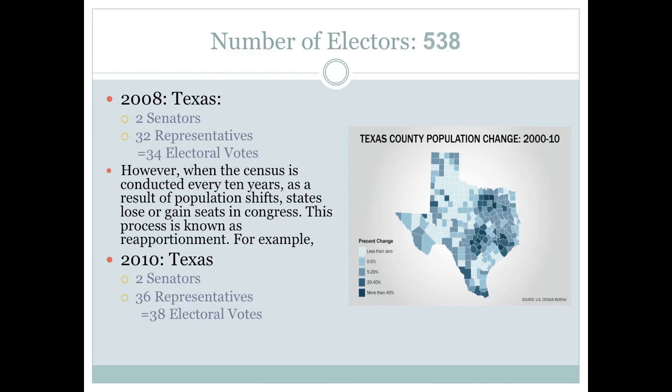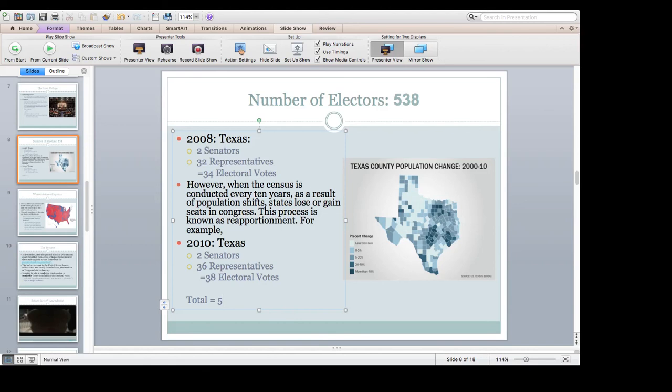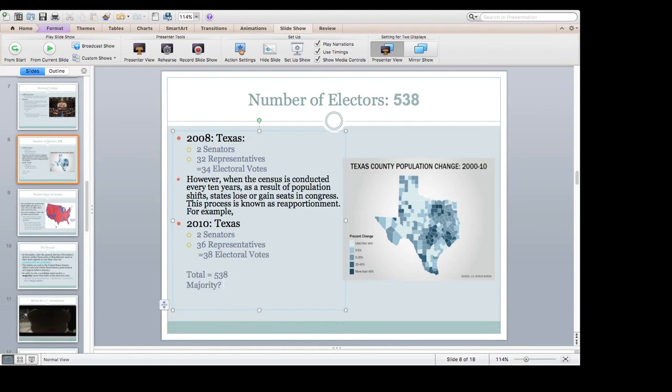So consider Texas. It has 38 electoral votes. Does anybody remember what the total number of electors are again? It's up there, isn't it? 538. Let's talk about how many of those you need to become President of the United States. All right, so what's the total number of electoral votes again? 538. In order to become president, you need a majority of these. Who knows what a majority means? It means you need more than half.